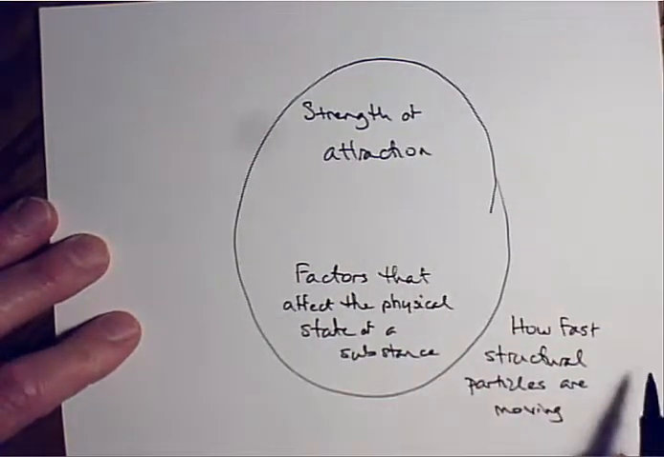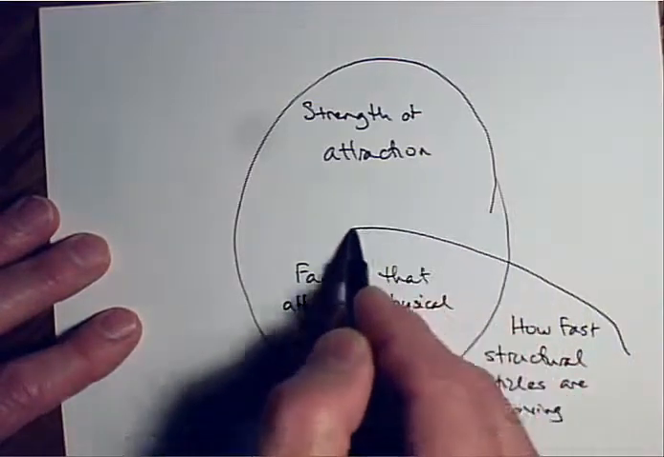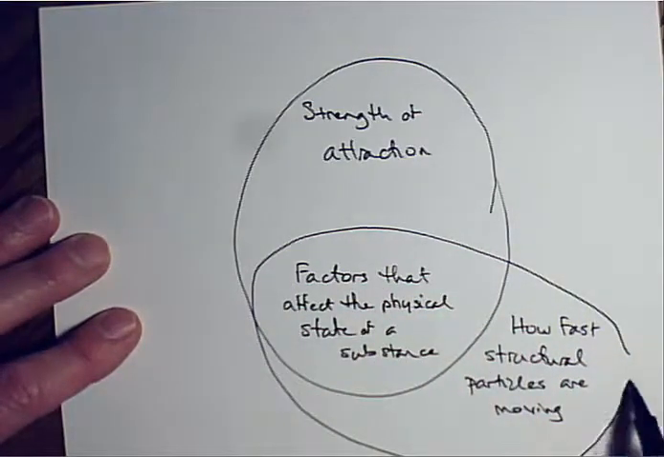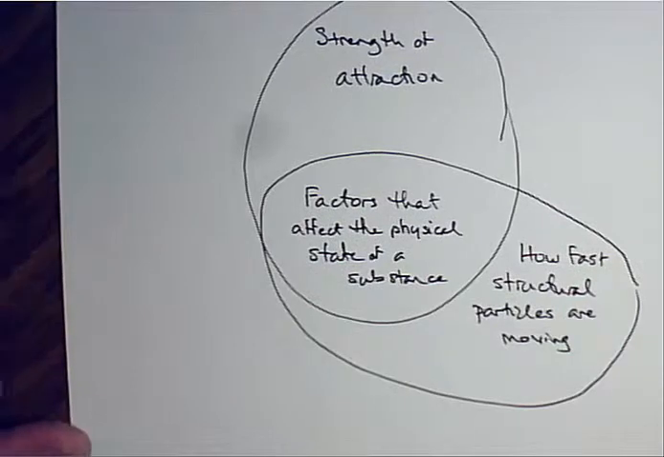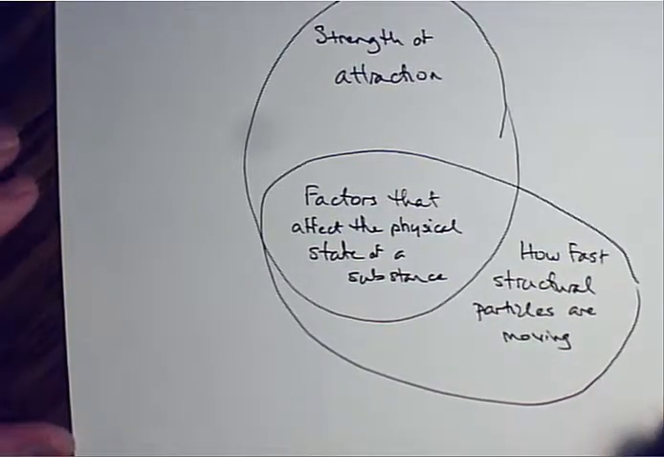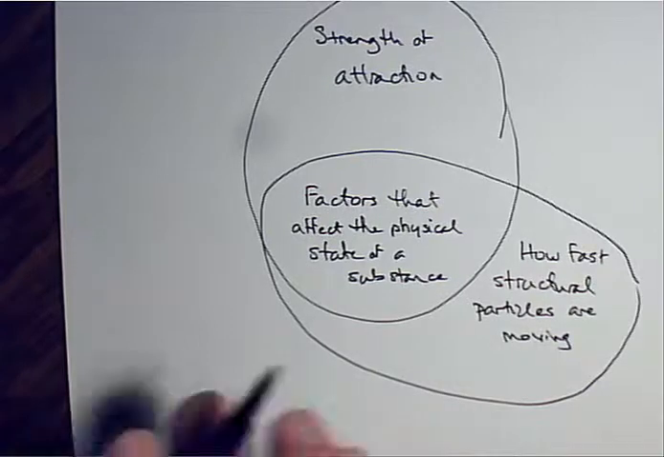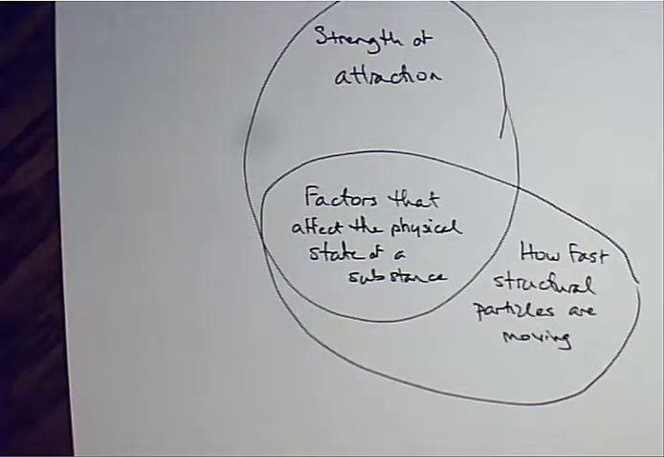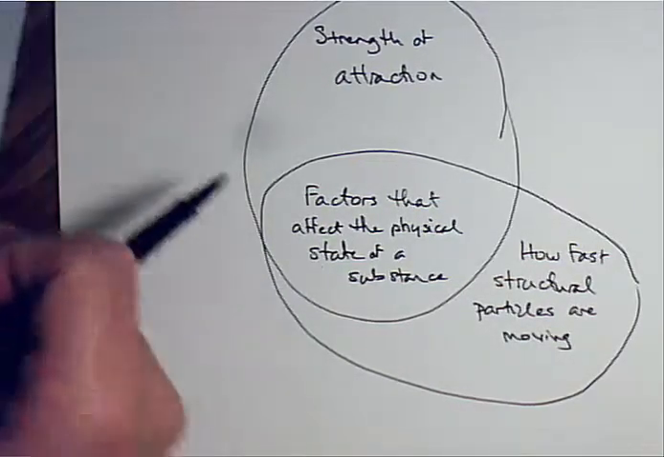So how fast structural particles are moving is also a factor that affects the physical state of a substance. Does that make sense? Now we're going to get to a category we've not talked about in here before. And I hope it's not going to be too foreign an idea, because we kind of touched on it a little bit yesterday and talked about London dispersion forces. Okay?